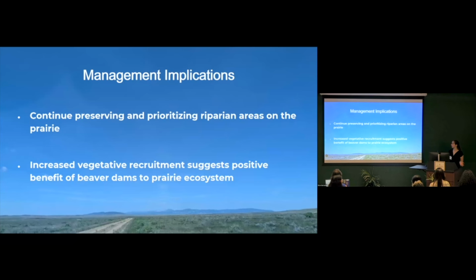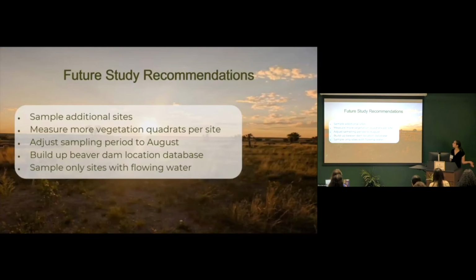So what are the management implications? Oh, sorry, I'm going to go to this. So what are some future study recommendations, as I was conducting a preliminary study? One, it'll be important to sample additional sites for this project to have a more complete data set. Two, it will be important to measure more vegetative quadrats per site to get a more complete and robust data set with vegetation data. Three, it's important to adjust the sampling period to a different time, potentially to August, when the juvenile tadpoles have metamorphosized into adult frogs, so there are more adult frog individuals to look at.